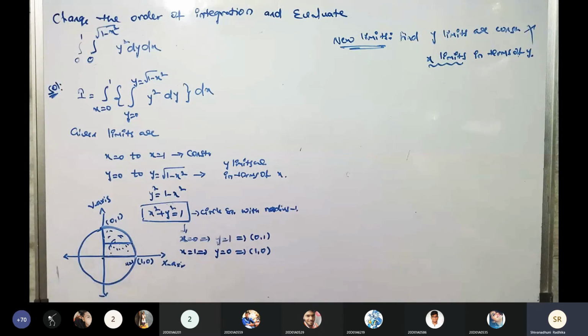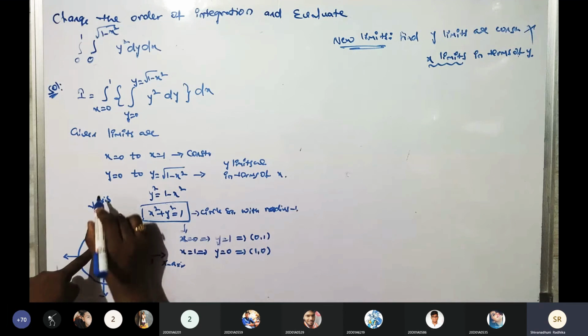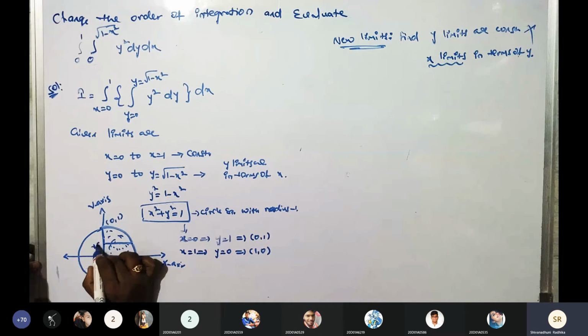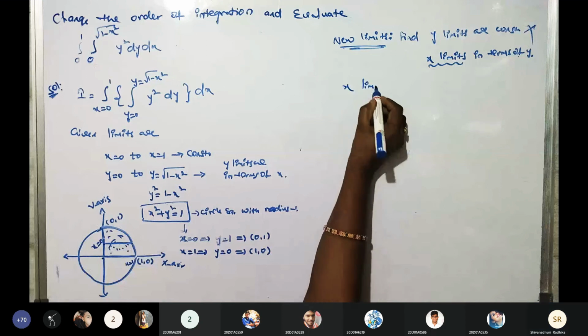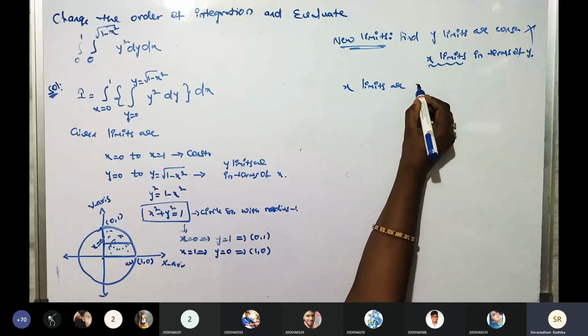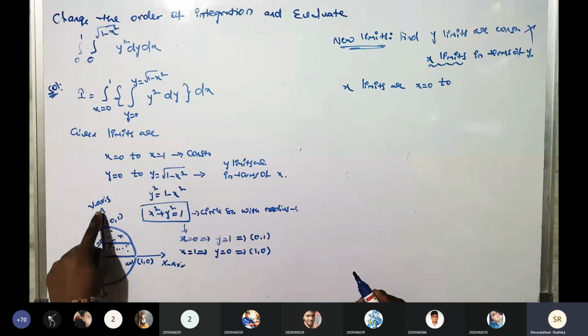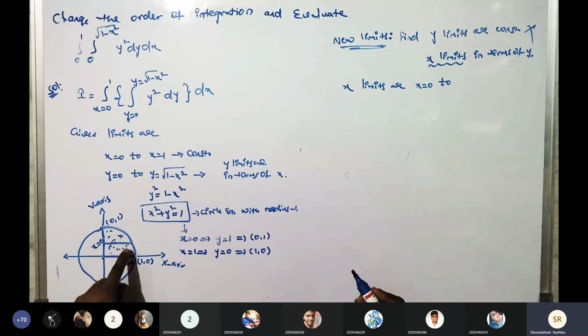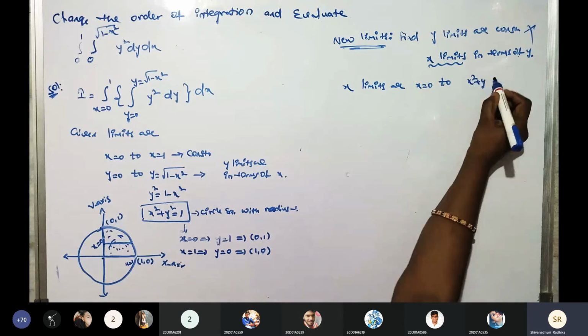Now this is the strip. This strip is on this first line here. So what is this line? Y-axis. Y-axis means x equals 0. Then the x limits are x equals 0 to, since this strip's starting point is on the y-axis. Y-axis equation is x equals 0. And this strip's end limit is on the circle equation. What is this circle equation? X square plus y square equals 1.